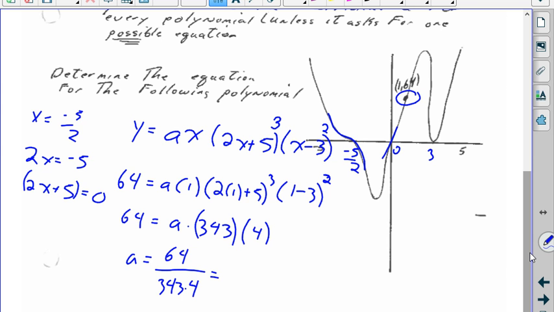And I would reduce that to a fraction. What's the fraction? 16 over 343, I'm guessing. My final answer.